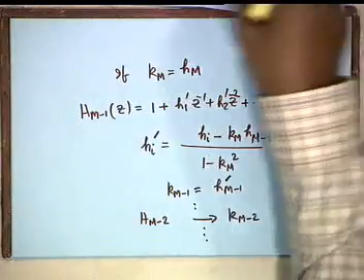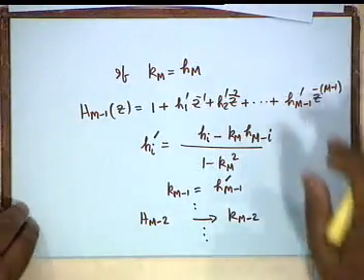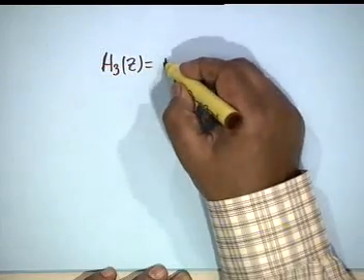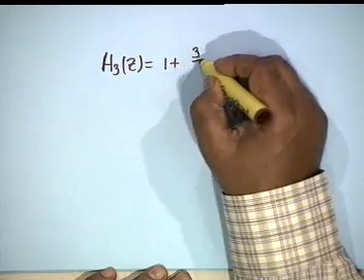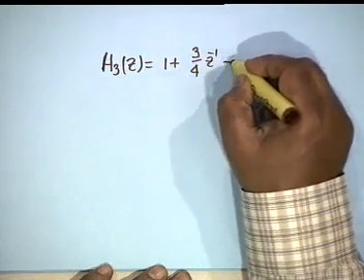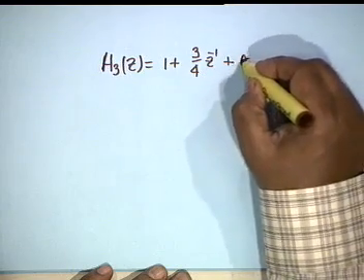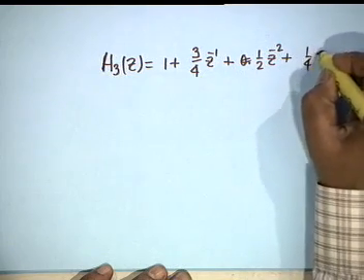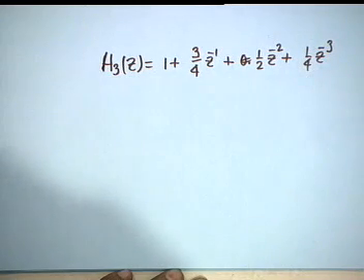Now let's look at an example. Is the procedure clear? Okay. Let's look at an example. Let h3 z, a third order function, be equal to 1 plus 3/4 z to the minus 1 plus half z to the minus 2 plus 1/4 z to the minus 3.